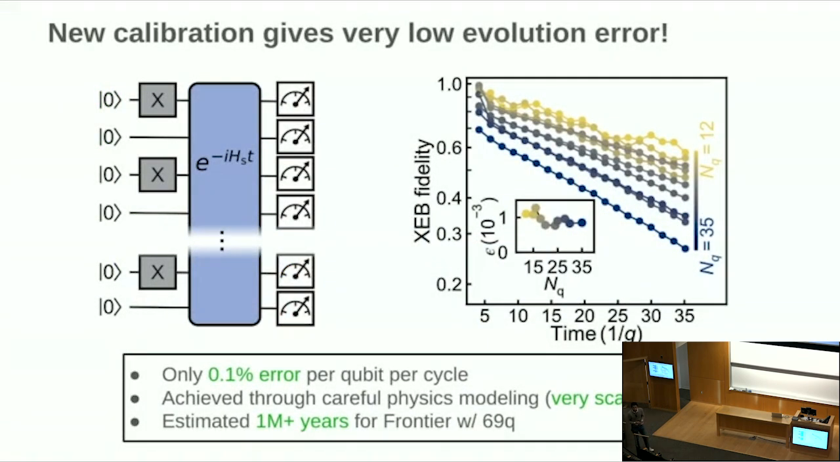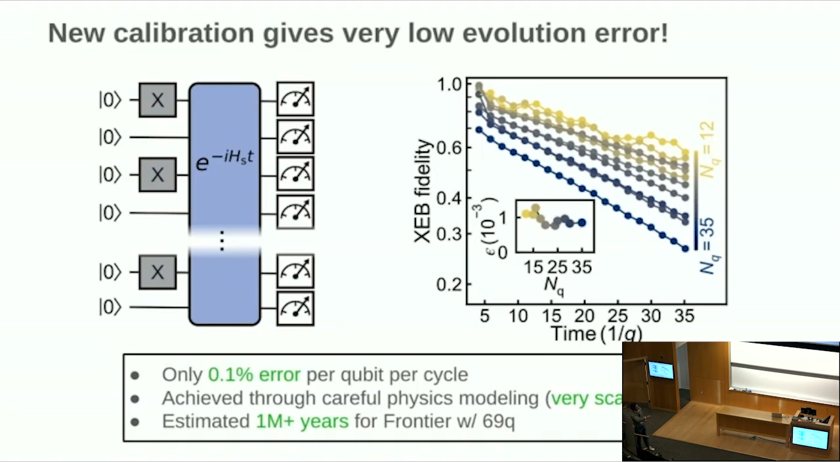The first thing we, of course, have to do is benchmark it to see how well it's working. We do that by performing cross-entropy benchmarking. More specifically, we prepare a few of the qubits in the one state. Then we turn on the analog evolution for some time. And then finally, we measure the final distribution of bit strings. We then compare that to what we theoretically expect. And that gives us the XEB fidelity, as shown on the right there, as a function of time for various system sizes.